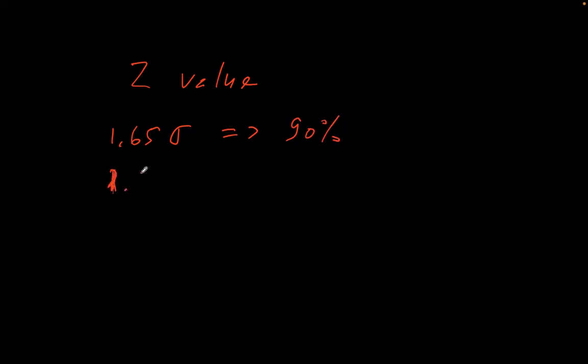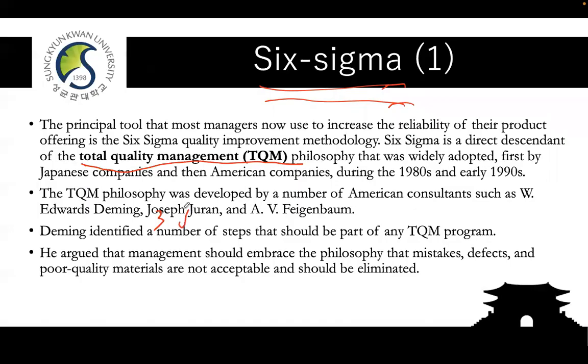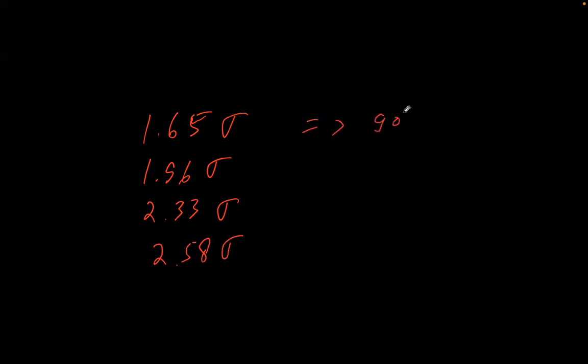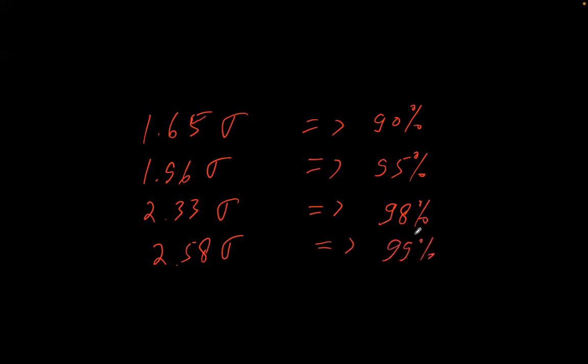Then 1.96 sigma denotes a 95% confidence interval. Then 2.33, and another famous one is 2.58. So again, 1.65 denotes a 90% confidence interval, 1.96 is 95%, 2.33 is 98%, and 2.58 is 99%. So you could imagine 2.58 sigma already denotes a 99% confidence interval.